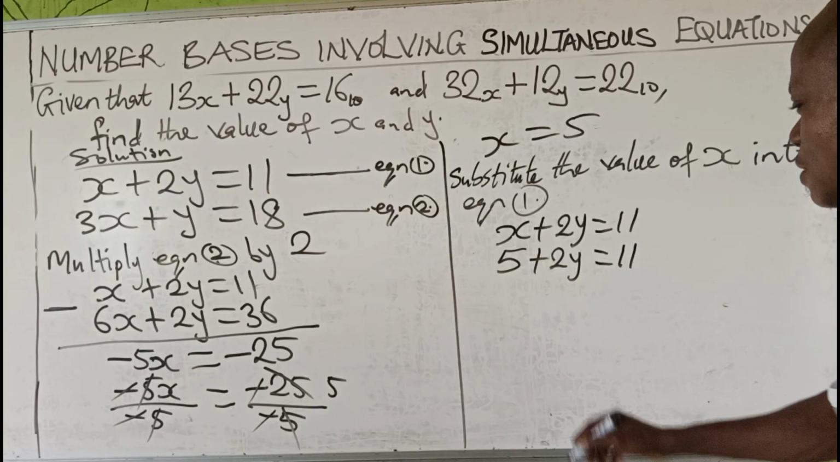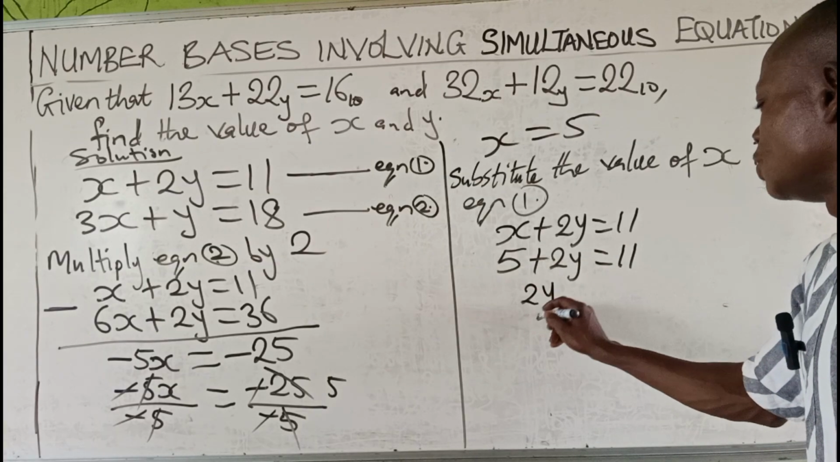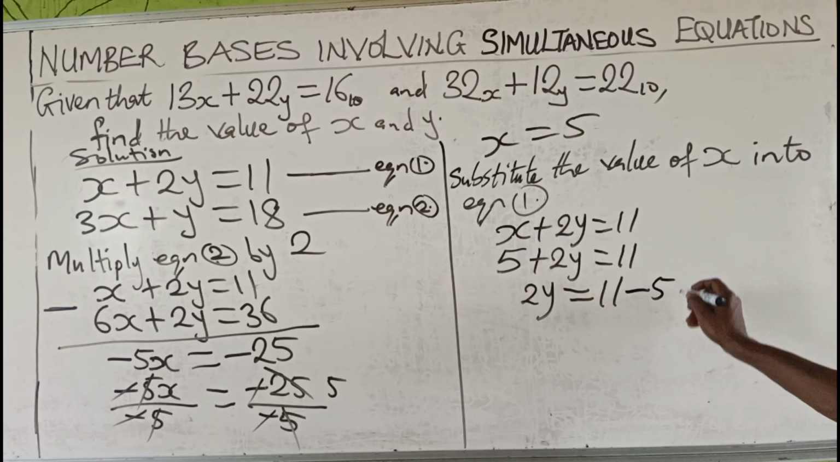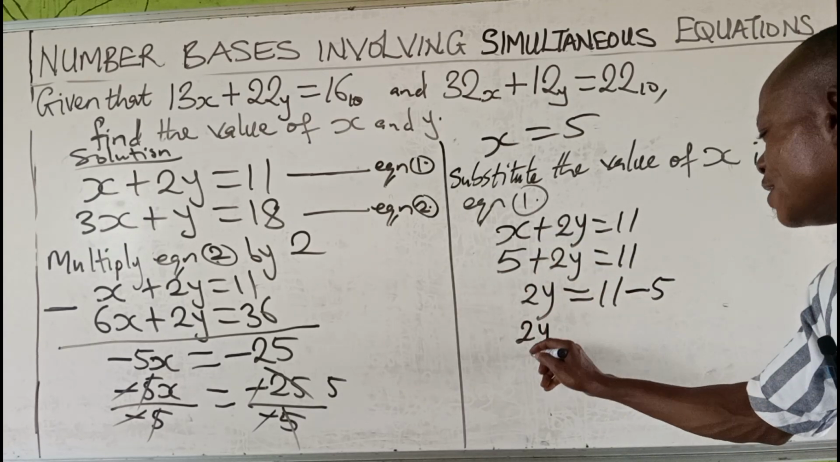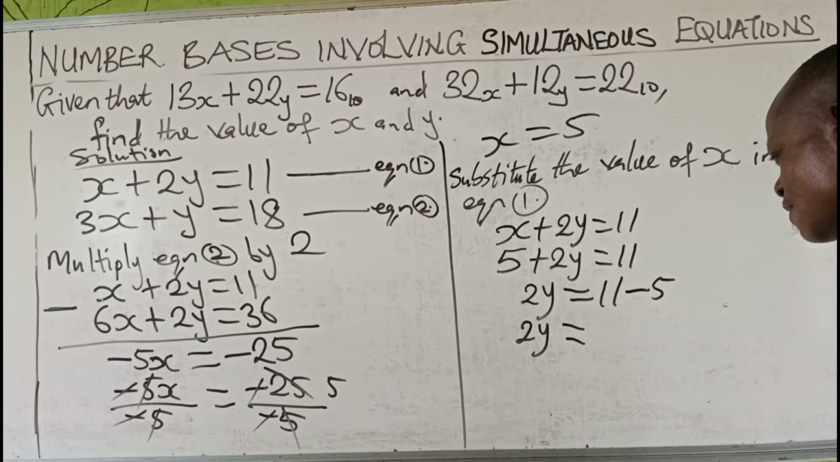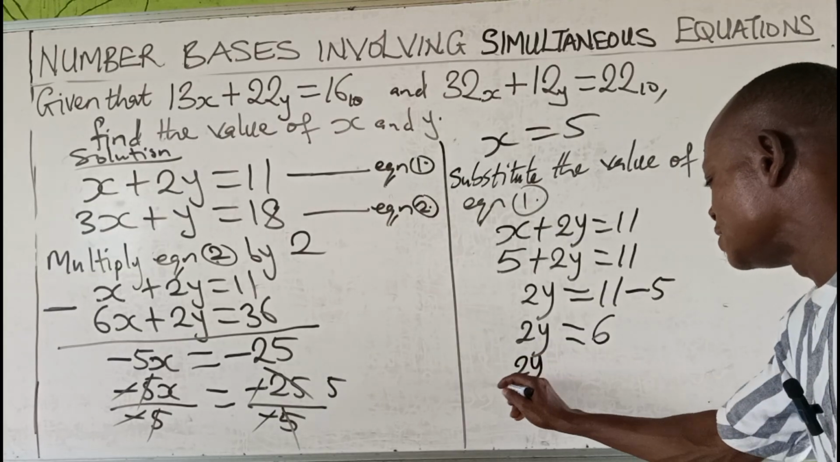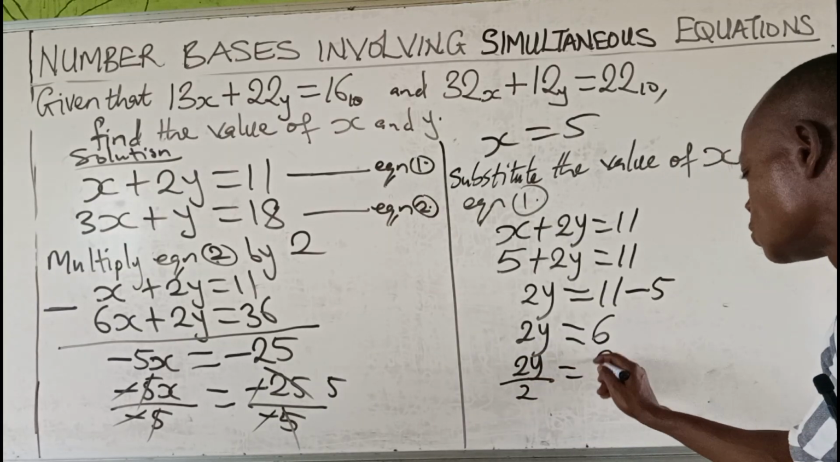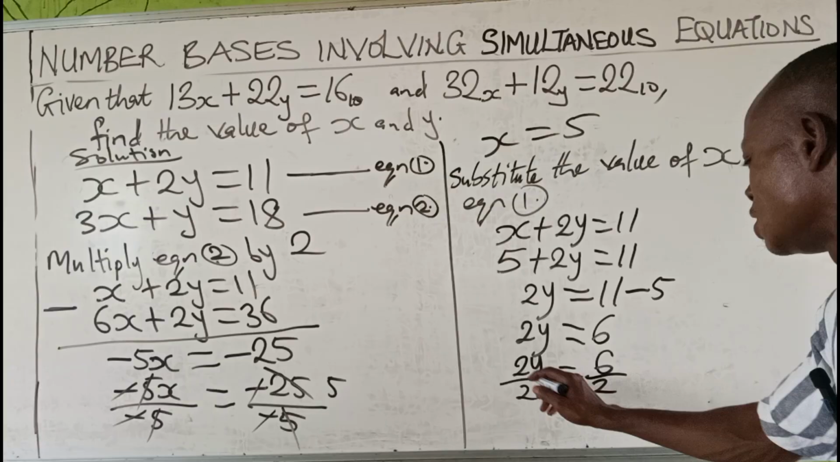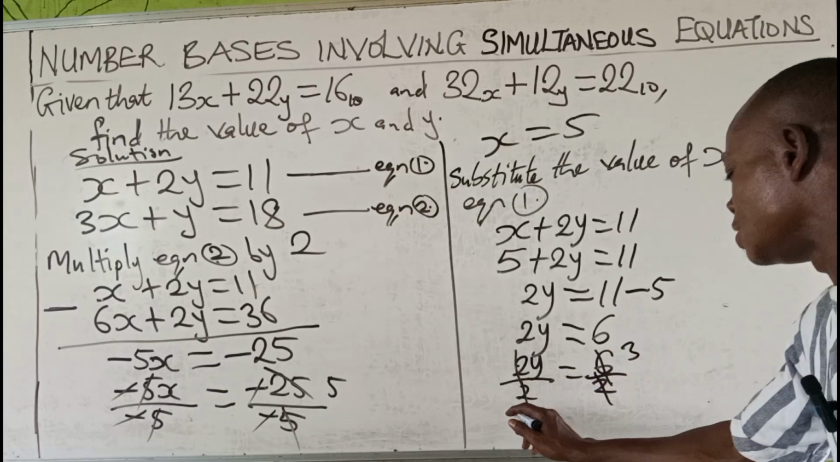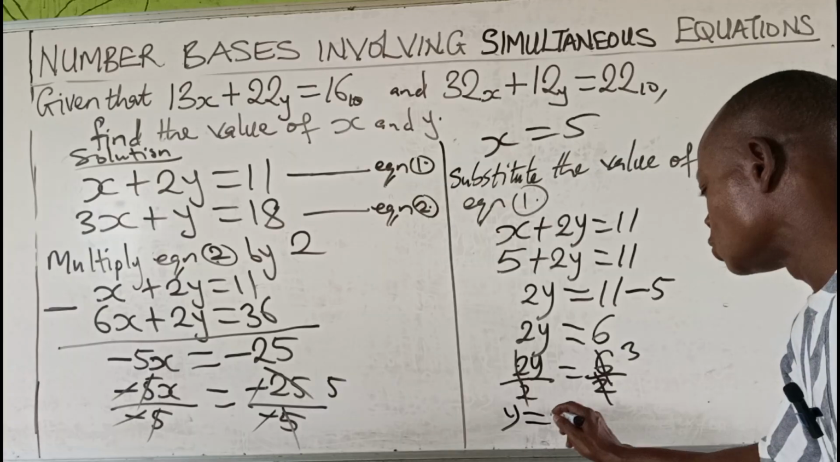We now collect like terms. This is 2y equal to 11, 5 coming this way turns to minus 5. So we have 2y equal to 11 minus 5 will give us 6. We divide both sides by the coefficient of y. That means 2y divided by 2 equal to 6 divided by 2. Here 2 cancels 2, and 6 divided by 2 will give us 3. Meaning our y is equal to 3.